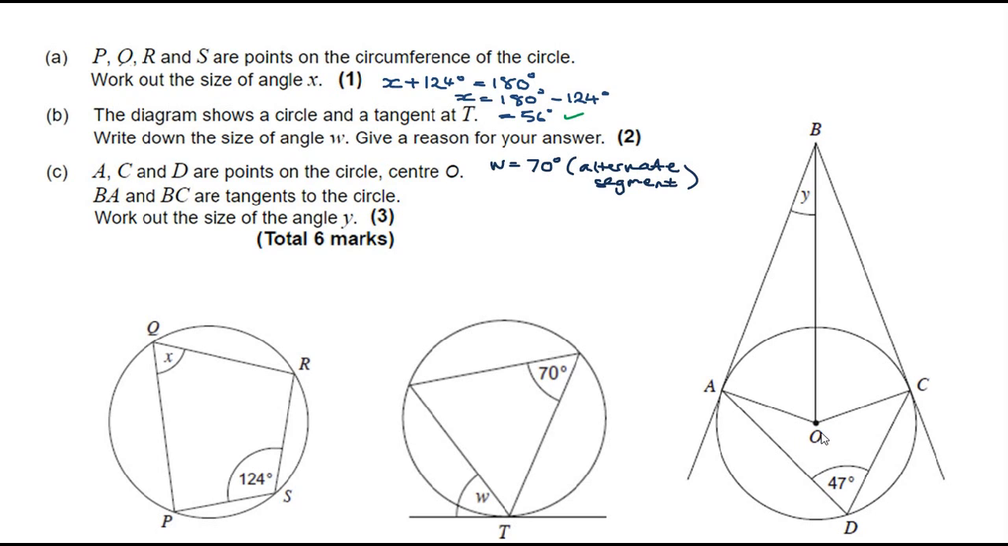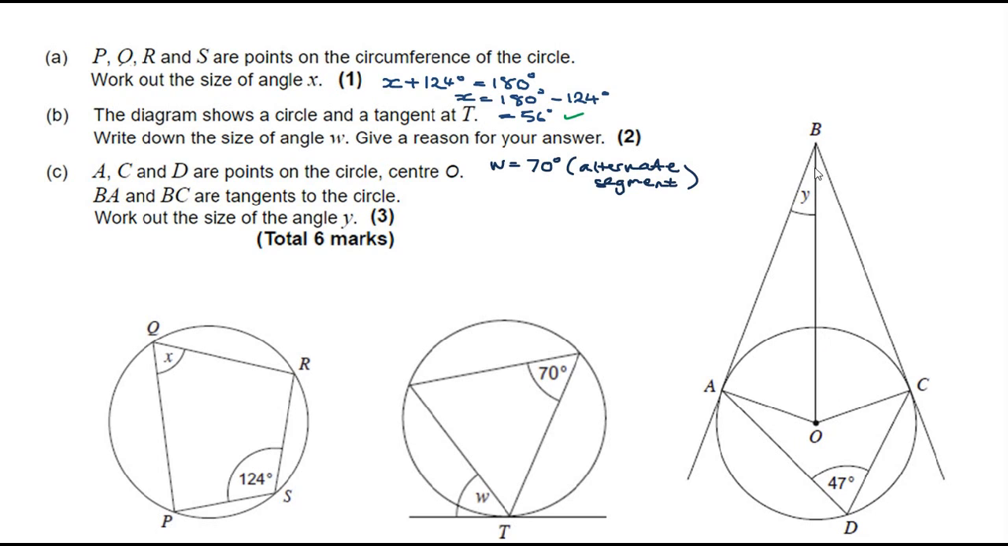BA and BC, so we've got now BA and BC as tangents to the circle, so we can see they meet here. And so we have to work out the size of this little angle up here. Okay, now the first thing I'm going to do is just make sure that we understand what's going on here.